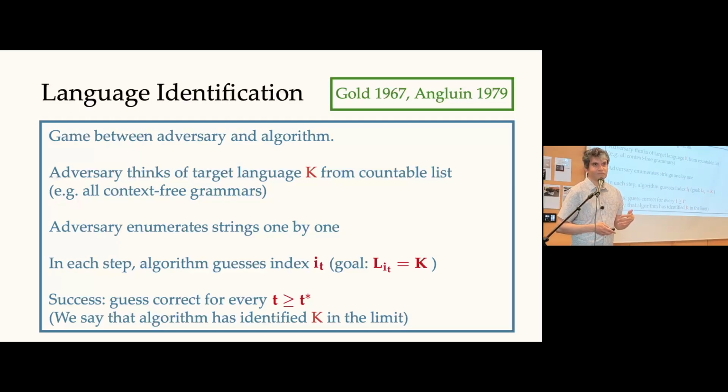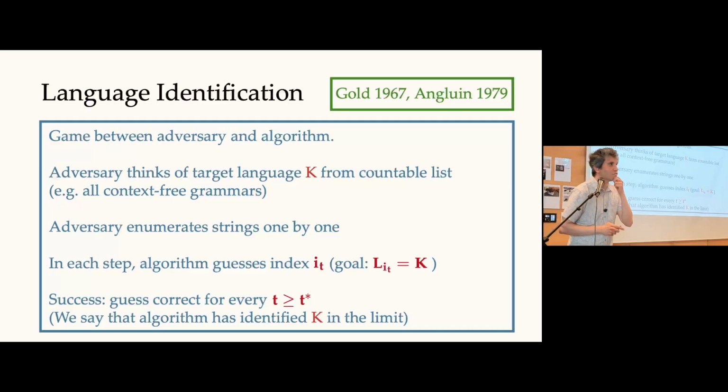Oh, so the languages are also countable. The language consists of finite strings, so the language is countable, yes. So T star is a function of the language and the enumeration of the language chosen by the adversary. Yes, was that the question?